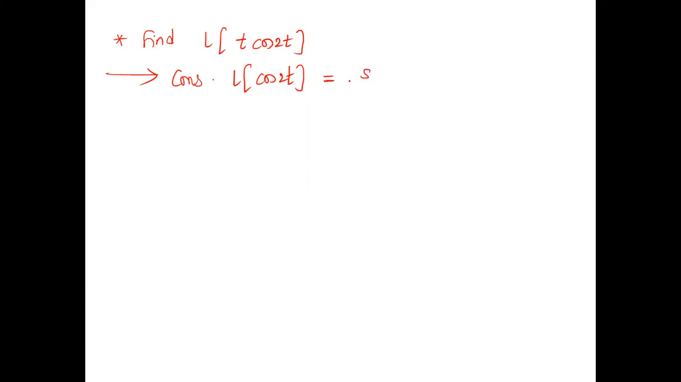s upon s square plus 4. Correct. Very good. And suppose it is cos hyperbolic 2t, then what will it be? s upon s square minus 4. Correct. Chalo. Then you will multiply this side by t, right? Multiplication by t. You can write it if you don't remember what we did. So what will be the other side?